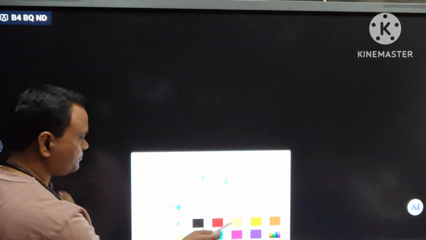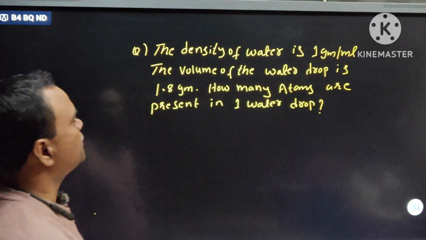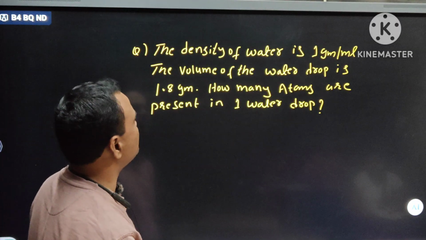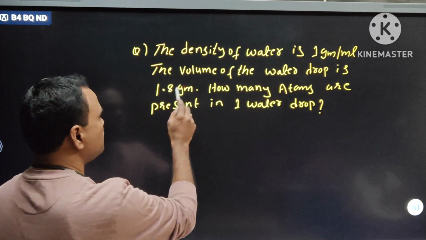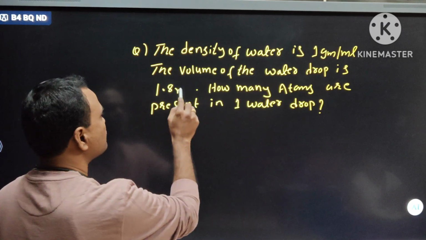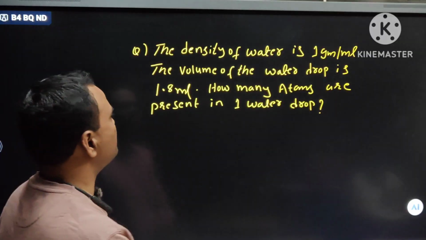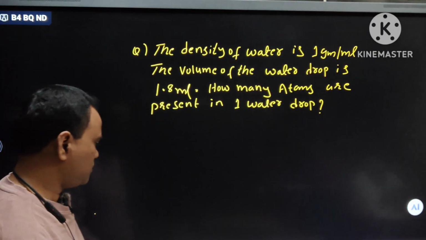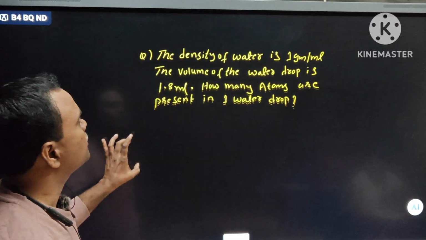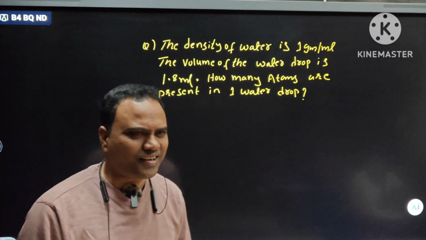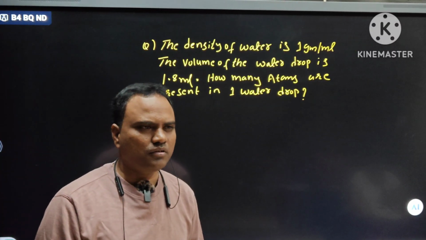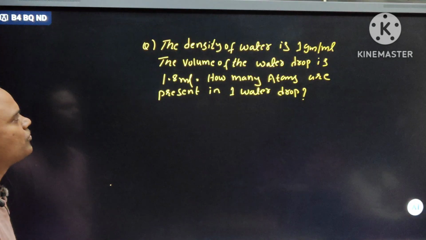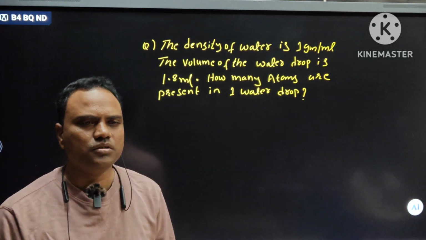Next question. The density of water is 1 gram per ml. The volume of the water drop is 1.8 ml. How many atoms are present in one water drop? We are doing number of atoms question, right? That's why it is given. At present we are doing number of atoms, number of molecules, na? So this is the question.